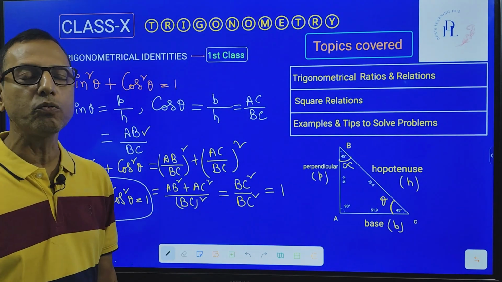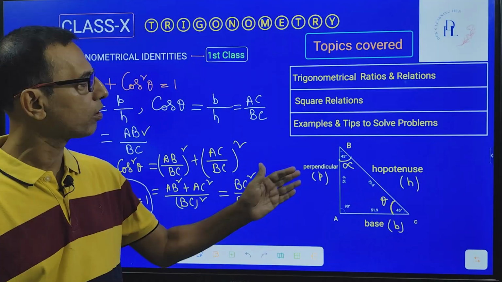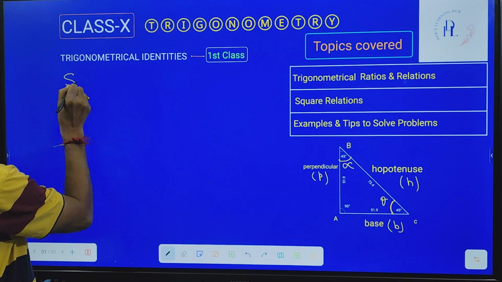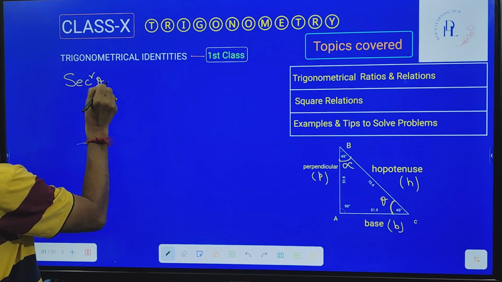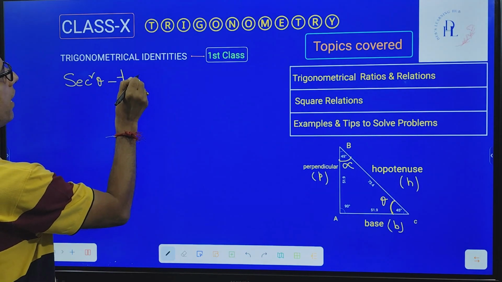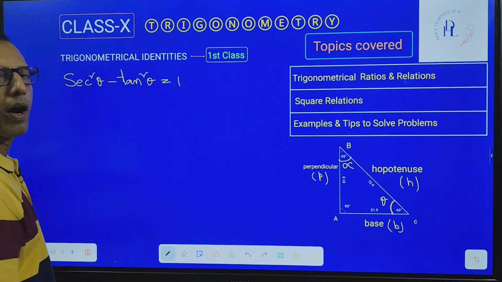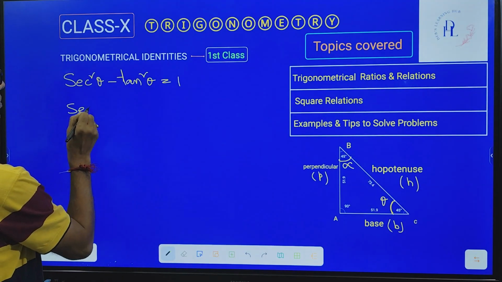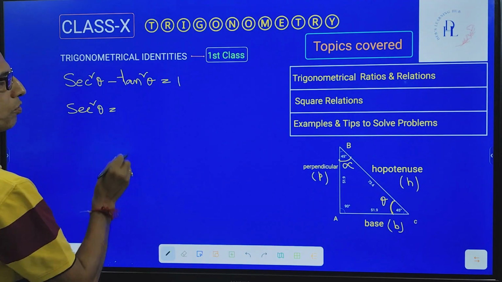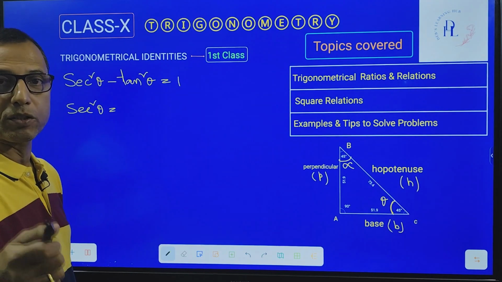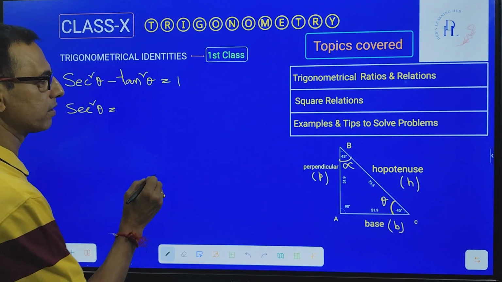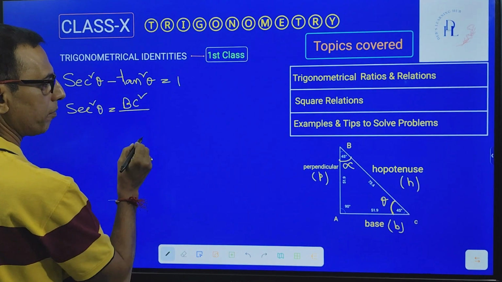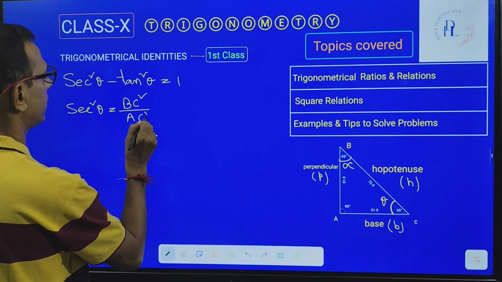So there are other formulas. That is how you can also prove from this triangle. Another formula is sec square theta minus tan square theta equals 1. So here, based on this particular triangle, sec square theta equals, cos theta is base by hypotenuse, so sec theta will be hypotenuse by base. So what is the hypotenuse? BC. So BC square by AC square. That is sec square theta.